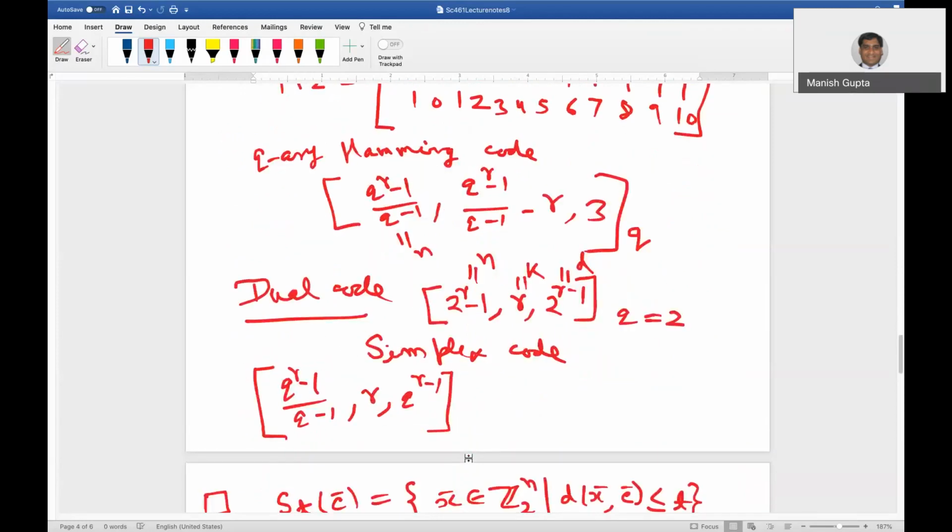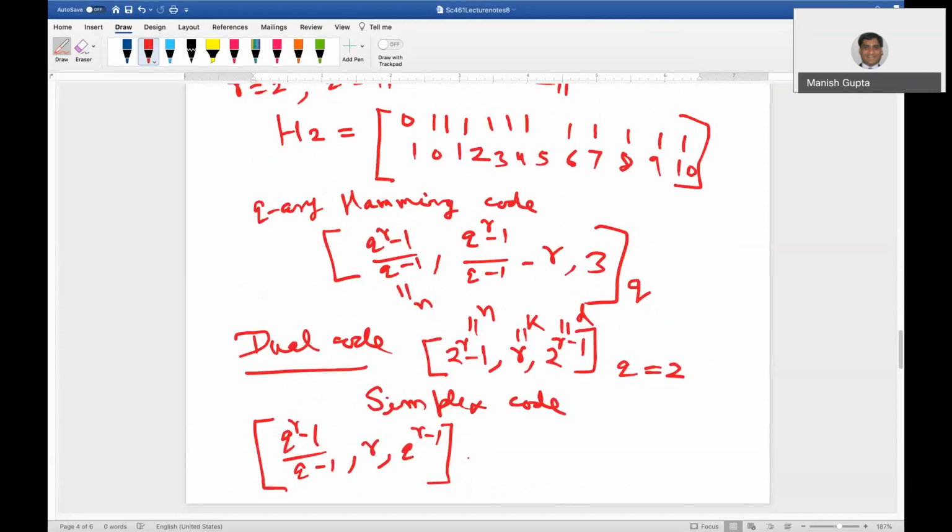That's all for today. In the next class, we are going to look at the construction of Golay code, and we will use a very powerful concept in number theory known as quadratic residues to construct the code.